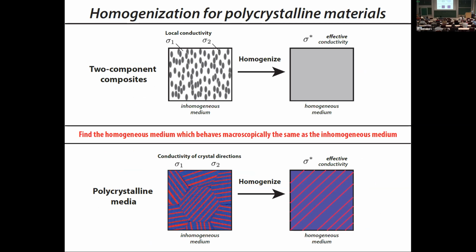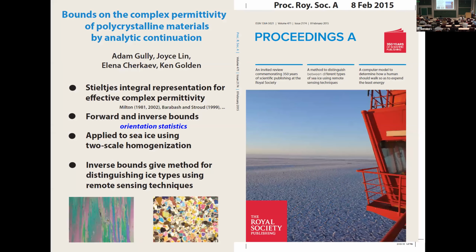So now, sea ice is also on a larger scale a polycrystalline material. And so we can homogenize that. That's a different problem. Nevertheless, we're able to manipulate the equations into the exact same form. And so we've developed a Stieltjes integral representation for the effective complex permittivity of any sort of polycrystalline material. This is not just sea ice. This is, again, math. This is glaciers, whatever, rocks, and so on.